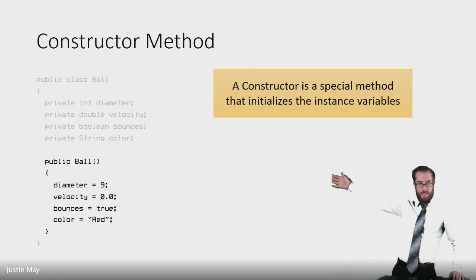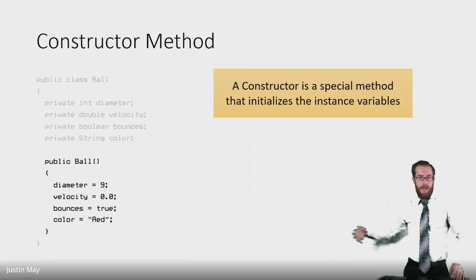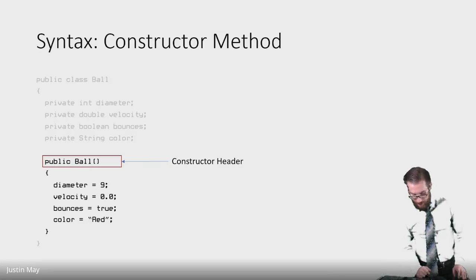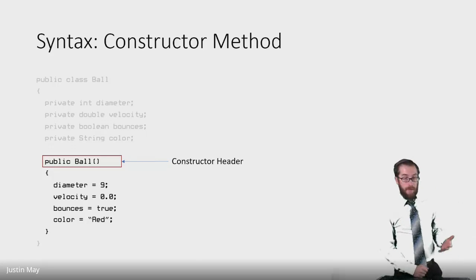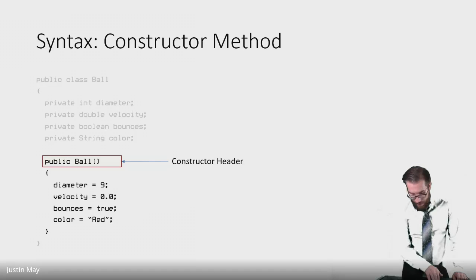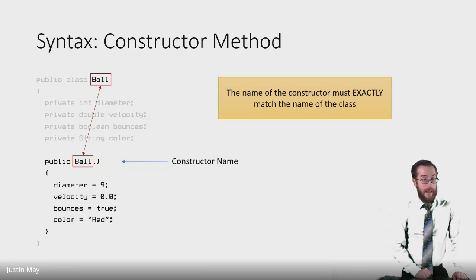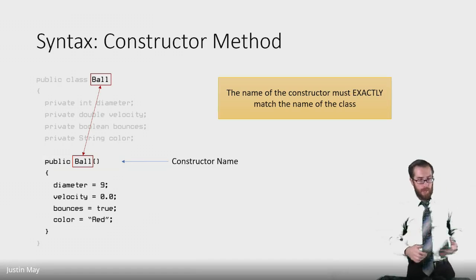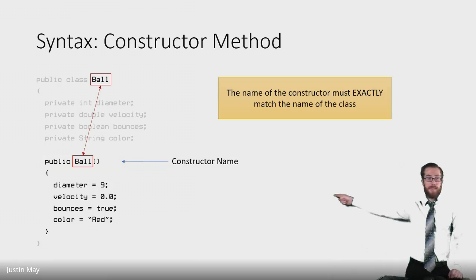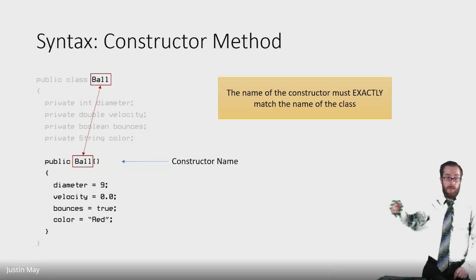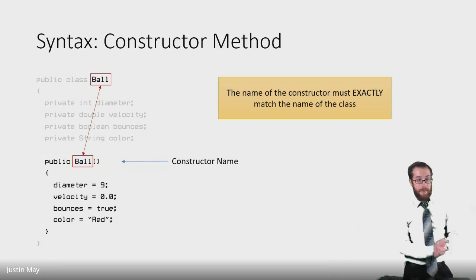So it's a special method, and it has a bunch of code that all it does is assign values to the instance variables. This method has a method header, the constructor header. That method header has a name, and the name matches exactly the name of the class. So you don't have to think very hard about what to name your constructor. Whatever the name of the class is, that's the name of the constructor, including the capital first letter. Spelling matters. It's got to be exactly the same.